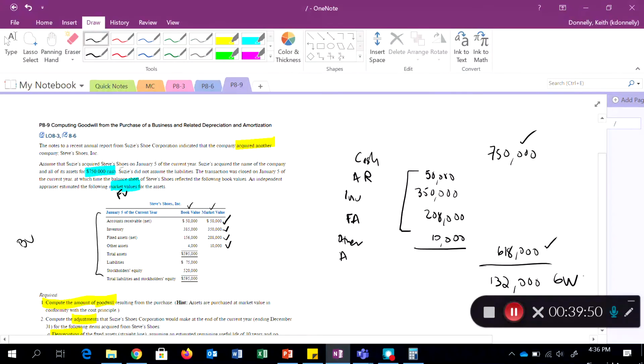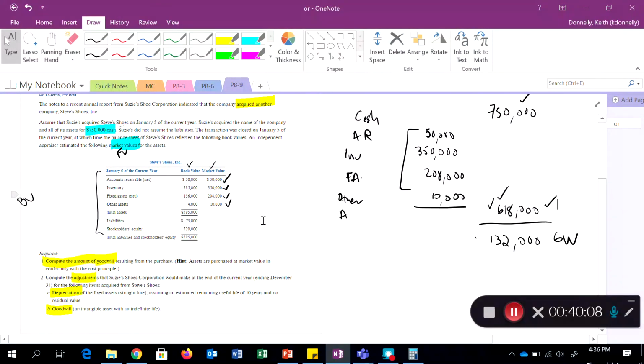To the extent you have an excess, the excess of the fair market value of the assets you received. So we paid $750,000, $618,000 of which was for the fair market value. The excess or remaining was $132,000. There we go.